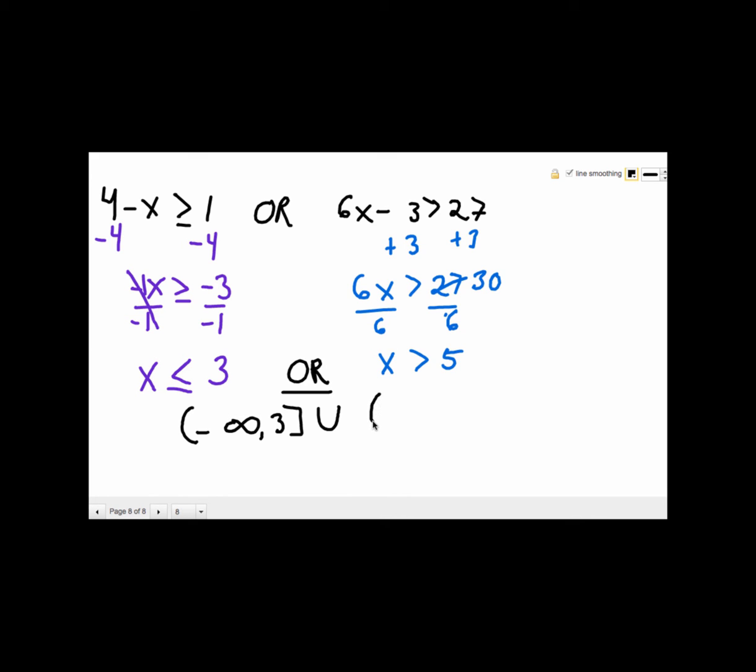And then the second part, greater than 5, means from 5 all the way to infinity. Notice the rounded bracket used for the 5 due to the fact there is no equal sign underneath this inequality statement. Lastly, we can go ahead and graph this by creating a number line with our endpoints on the number line.